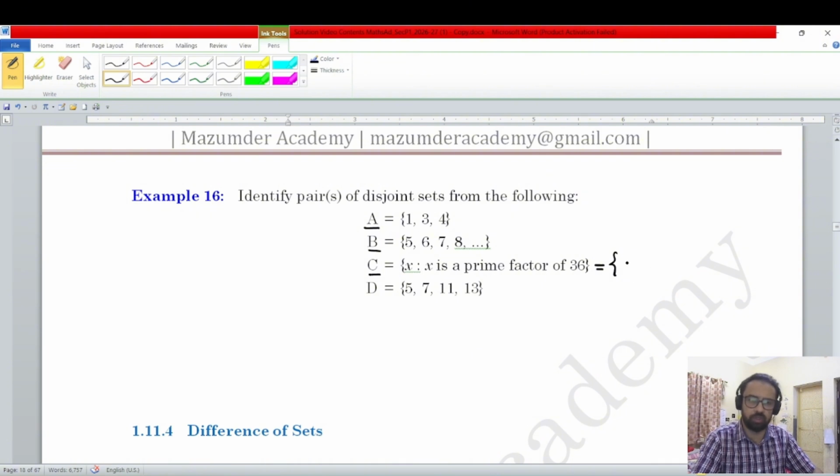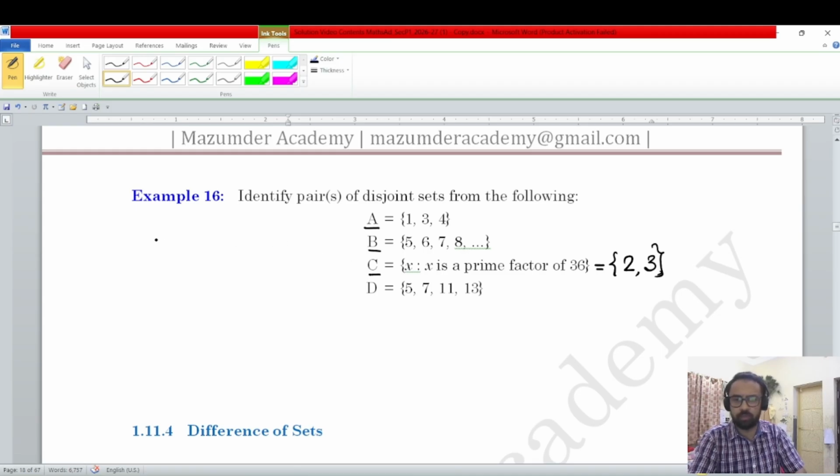So 2, obviously 2 is a factor of 36, 3 is a factor of 36, and 3 is a prime number. Then 4 is a factor, but 4 is not a prime number, so 4 will not come. Then 6 is a factor, but 6 is not a prime number, so 6 will not come. Next 9 is a factor, but 9 is not a prime number. What else? 12 is a factor, but 12 is not a prime number. I think only these. So prime factorization, how to find?